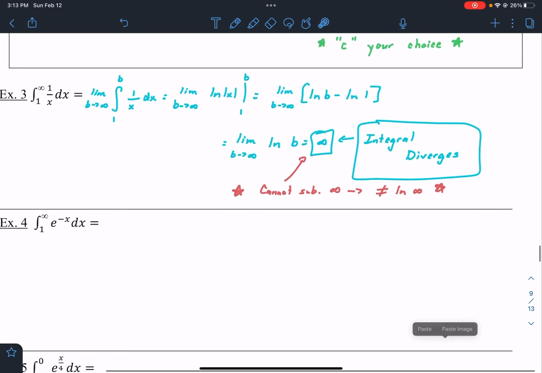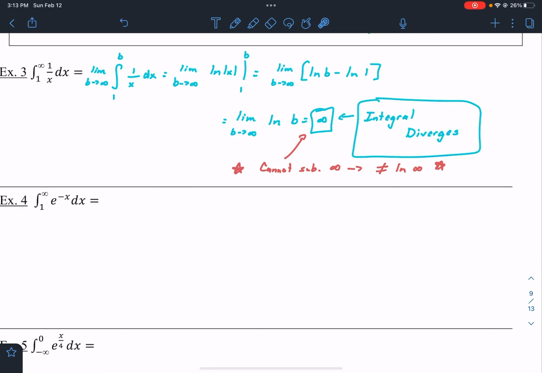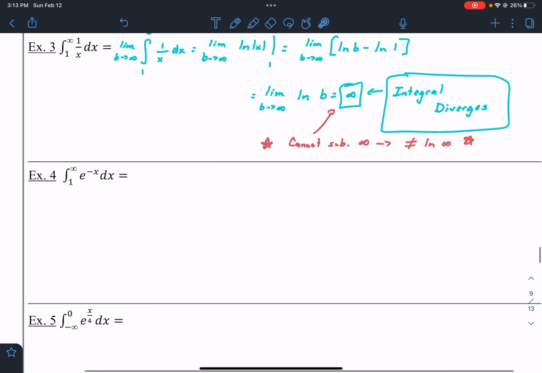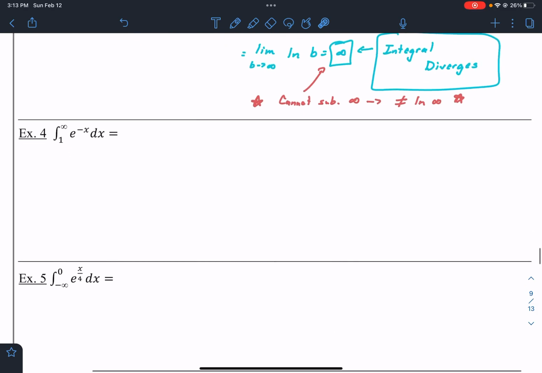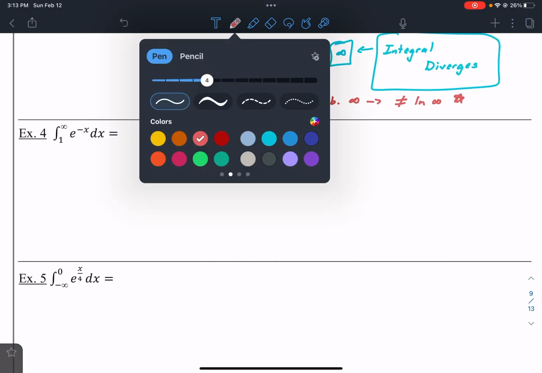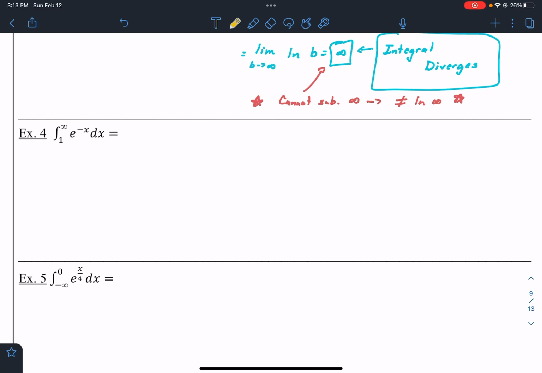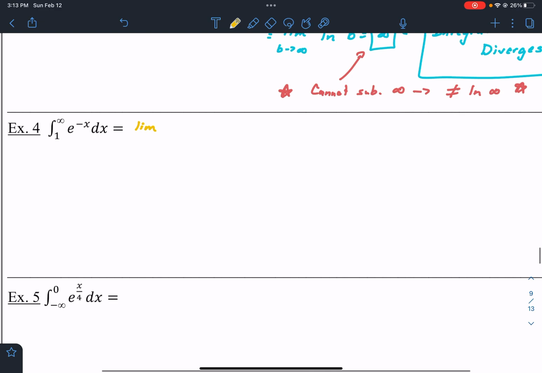Let's go ahead. I anticipated this because I had evaluated it earlier. Now this one I anticipate will converge based on what we looked at in the calculator a second ago. So let's see what comes up with this. Well, how do I get this? The first thing I'm going to do is set up a limit because I see the infinity. So this is going to be the limit as b goes to infinity from 1 to b of e to the negative x dx.